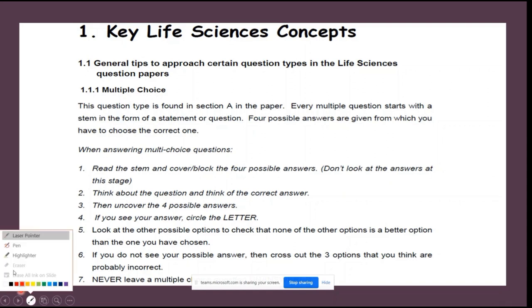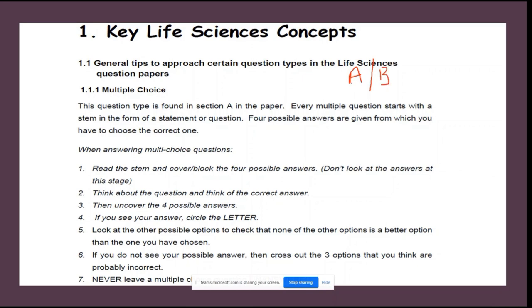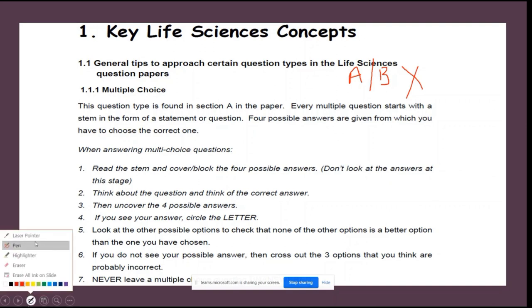If I can just go here, I just want to get a pen. So for instance, if you write in your answer book A/B, even if A is correct, they will not mark it correct at the end of the year. So there may not be two answers for the multiple choice questions at all.